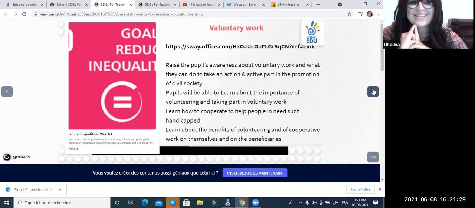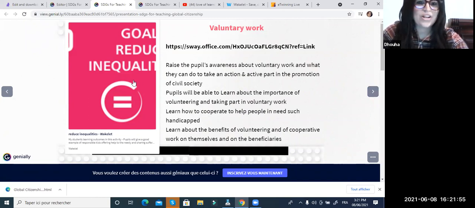So this activity's aim is to raise pupils' awareness about voluntary work and what they can do to take an active part in the promotion of civil society. Our students will learn about the importance of volunteering and taking part in voluntary work. They learn the benefit of volunteering and cooperative work, on themselves and on the beneficiary.